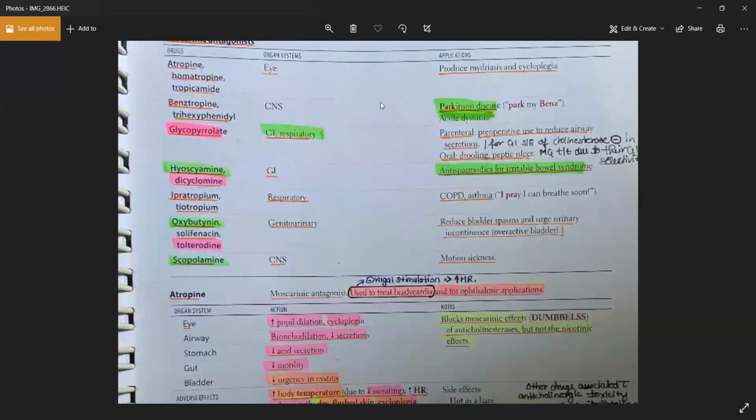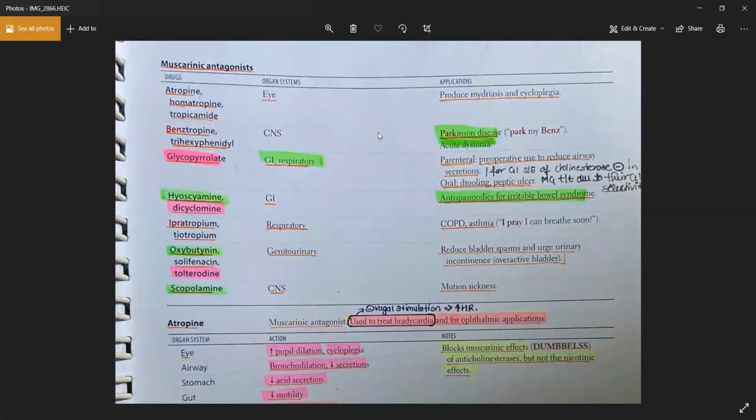Then comes the anti-muscarinic agents. Okay. And first, those that act on the CNS. Okay, first we start with the CNS and we go for the eye, then the lung, then the heart, and then the urinary tract. Okay, in sequential order. So first is the CNS.